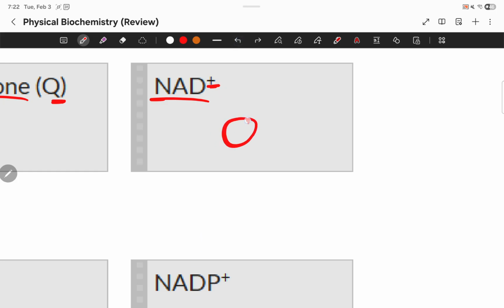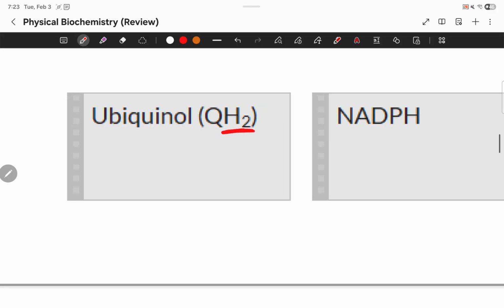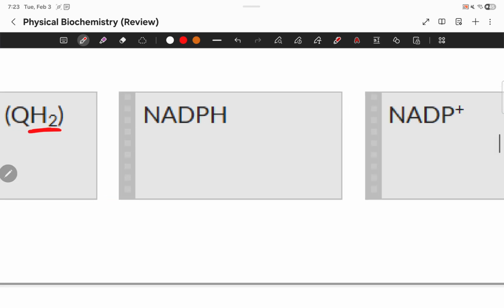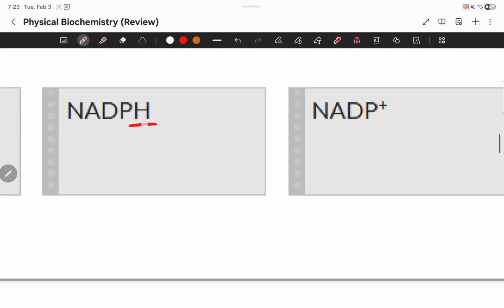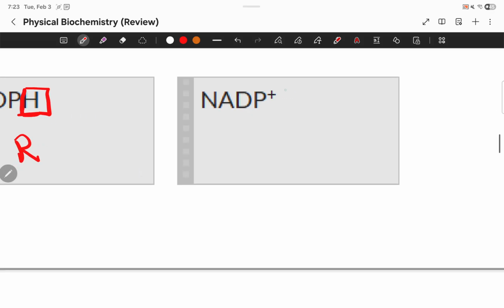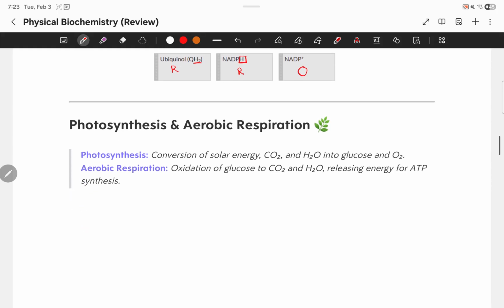That means it's oxidized. Now moving on to this, you see how we have two hydrogen atoms now, two hydrogen ions. So that means it's reduced, it's gaining. Moving on, right here, NADH, the H right here is extra. That means it's gain of electrons, which equals reduction. And then right here, we lost an electron. That means oxidation, loss of electrons. I hope that made sense.